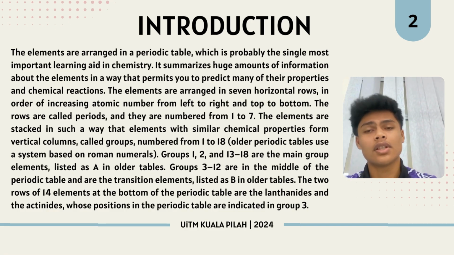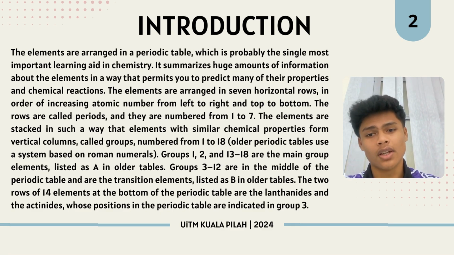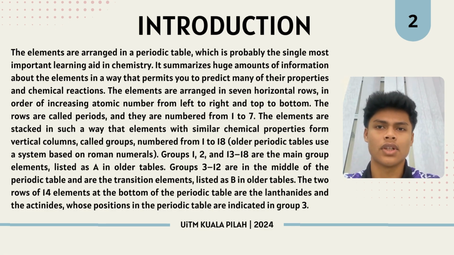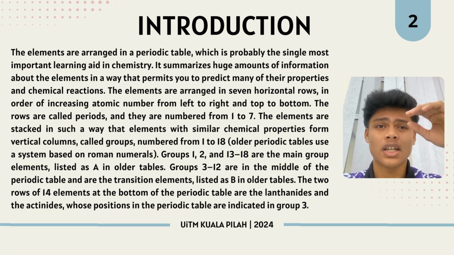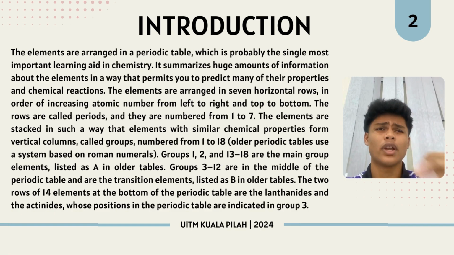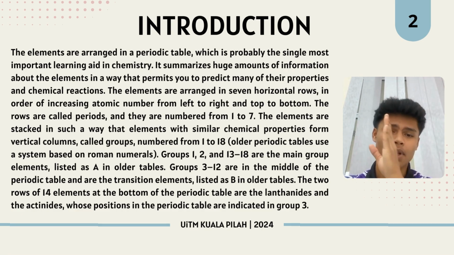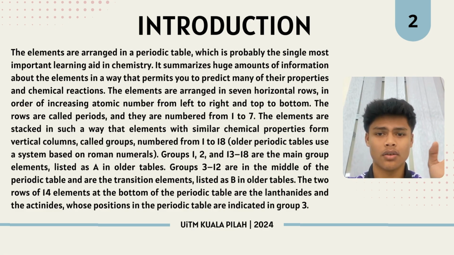The elements are arranged in a periodic table, which is probably the single most important learning aid in chemistry. It summarizes a huge amount of information about the elements in a way that permits you to predict many of their properties and chemical reactions. The elements are arranged in several horizontal rows in order of increasing atomic number from the left to the right of the row.